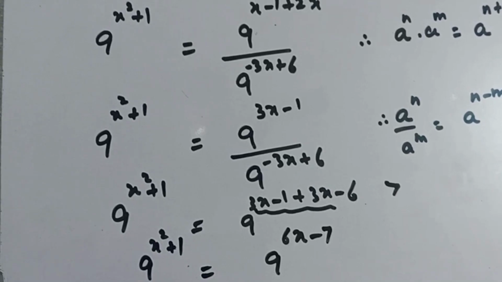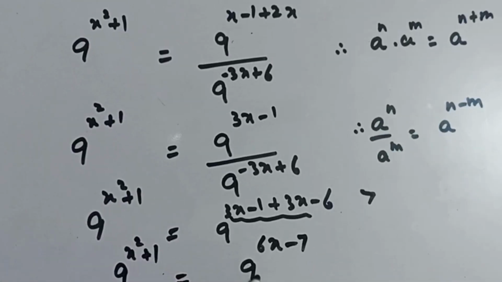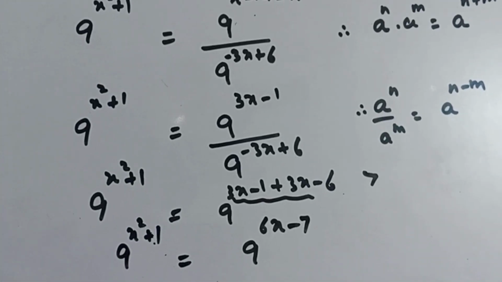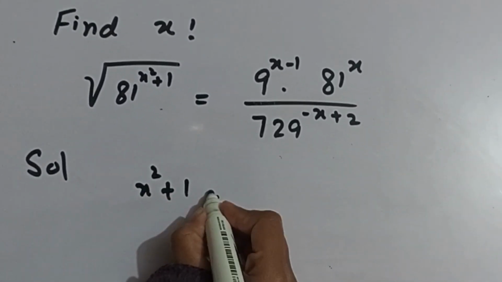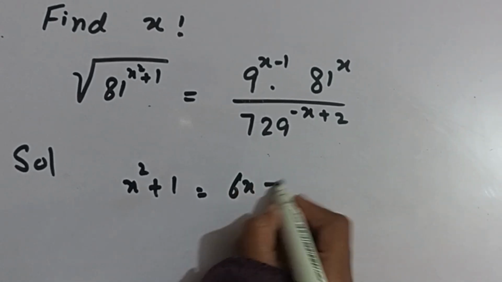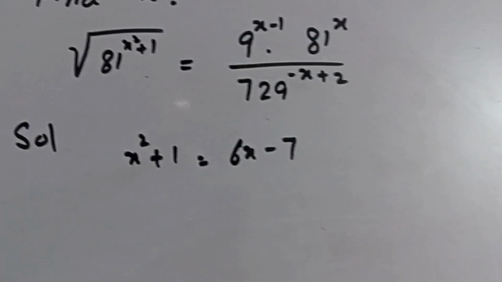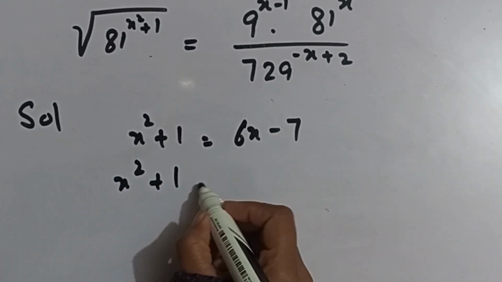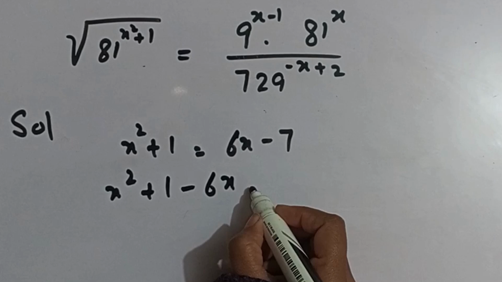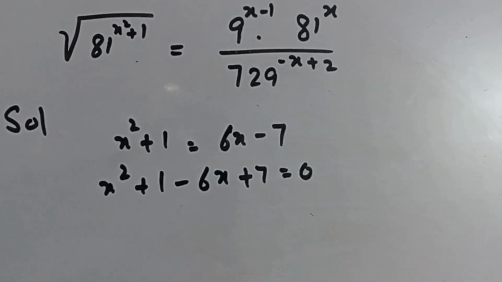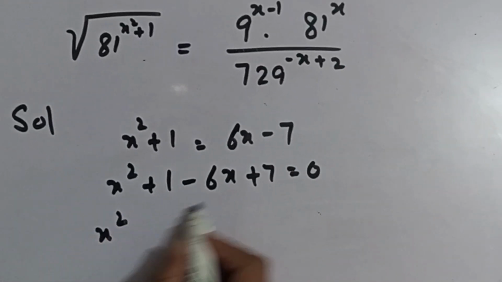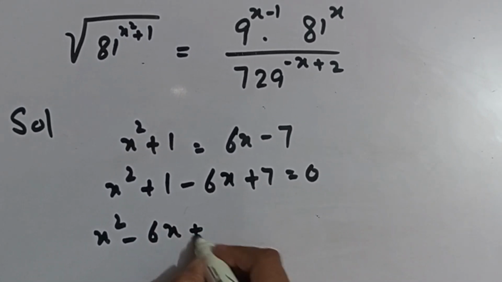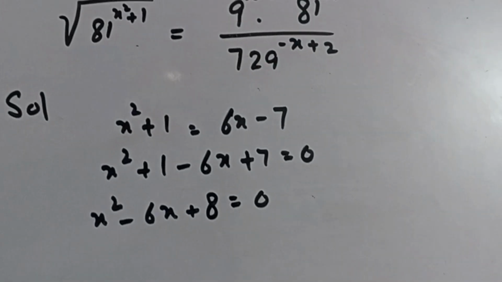Now at this stage, look at the base, which is the same. So we can compare their exponents. So this implies x² plus 1 is equal to 6 times x minus 7. Now we rearrange this equation. So we have x² plus 1 minus 6 times x plus 7 is equal to 0, and this is our x² minus 6 times x plus 1 plus 7, which is plus 8, is equal to 0.